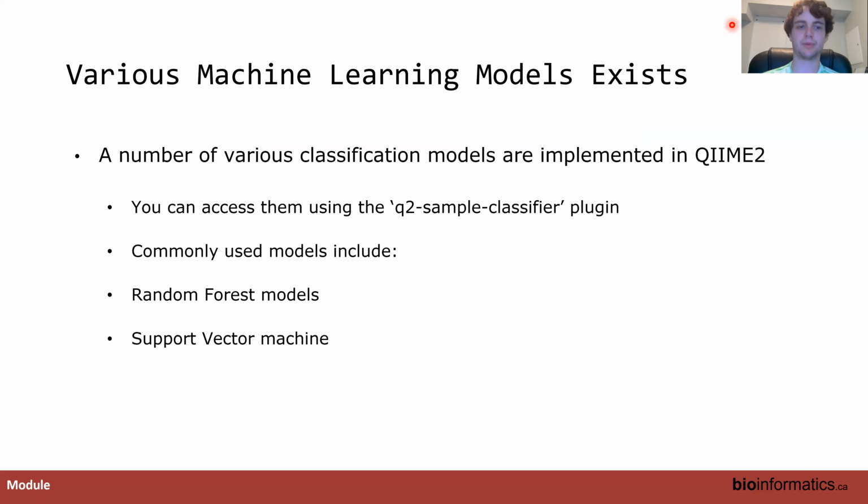There are various machine learning models that exist and a number that are common in microbiome literature. Fortunately, there's a QIIME2 plugin called the QIIME2 sample classifier plugin, which implements a number of commonly used microbiome machine learning methods, including random forest models and I believe support vector machines. But basically how these models work is they take in some data, they then learn various patterns through that data to then use those patterns to identify whether a sample came from someone that has the disease or someone that doesn't.